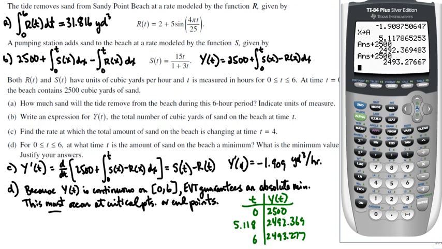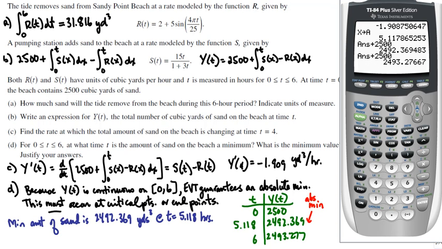Alright, I should use a statement to conclude this, and so I simply state: the minimum amount of sand is 2492.369 yards cubed at t equals 5.118 hours. Okay, and that wraps up this problem.